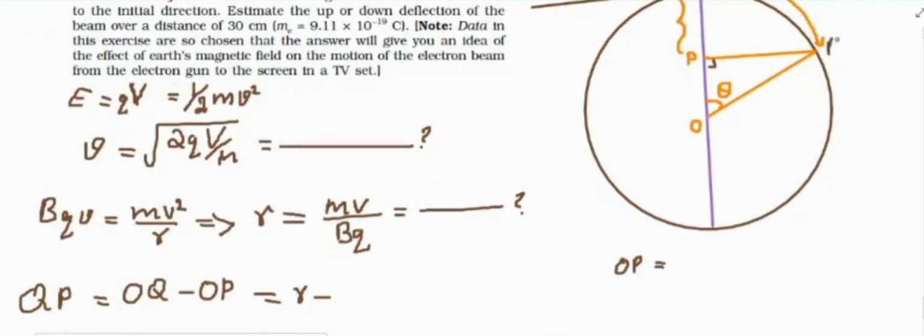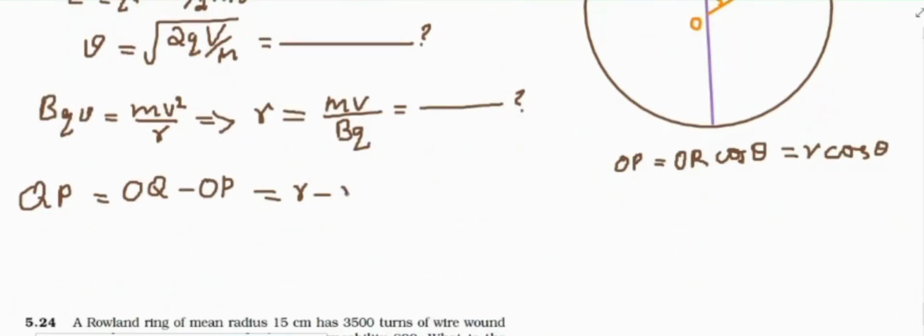suppose this point is capital R. OP is equal to OR cos theta, is equal to R cos theta, because OR is the radius itself. So OP is equal to R minus R cos theta, that is equal to R into 1 minus cos theta.